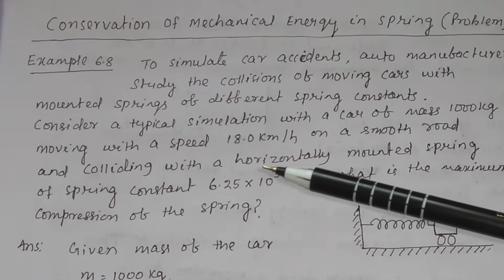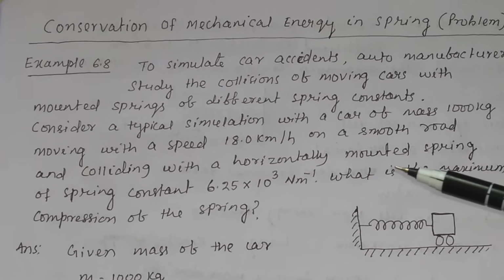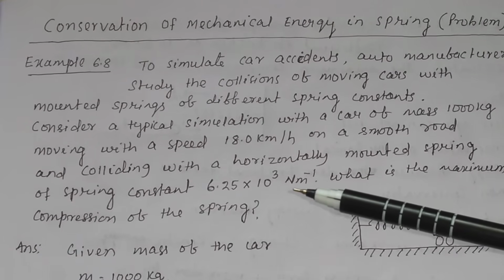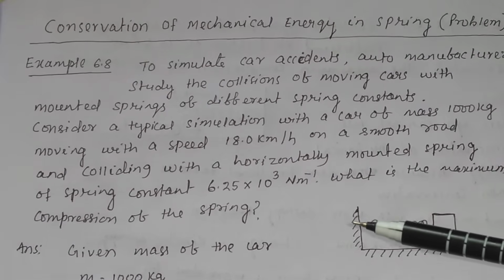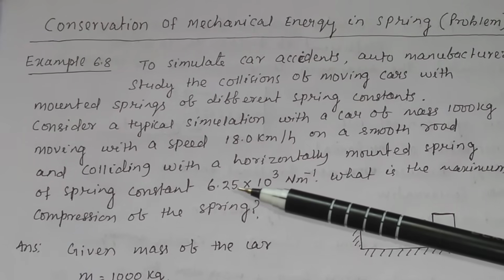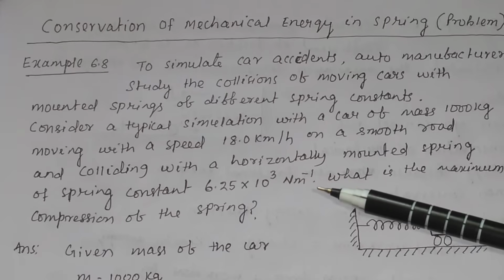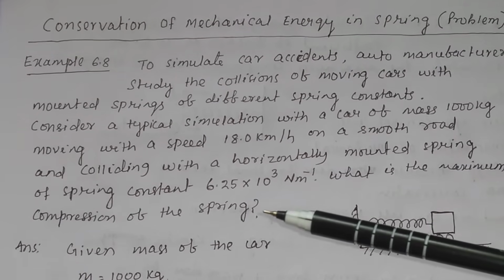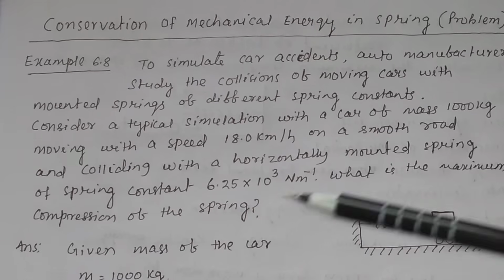The car collides with a horizontally mounted spring of spring constant 6.25 into 10 to the power 3 Newton per meter. The spring constant of this spring is given as 6.25 into 10 to the power 3 Newton per meter. The question is, what is the maximum compression of the spring?